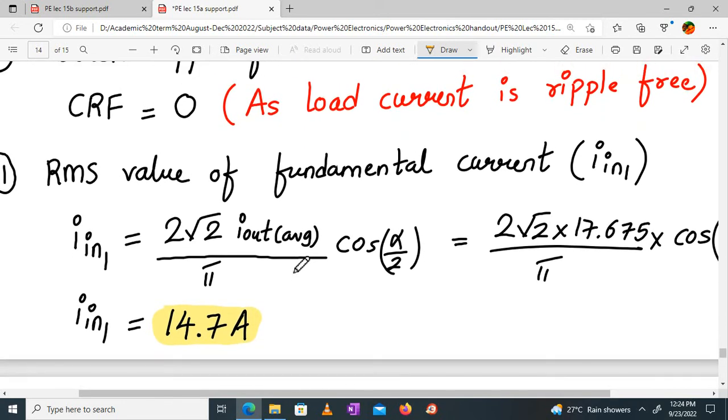IN of 1 लिखवाया है ना ये सब. Calculate fundamental value, RMS value of the fundamental current. IN of 1 is 2 root 2 I out average upon pi into cos alpha by 2. Calculate IN of 1, the fundamental current RMS value.